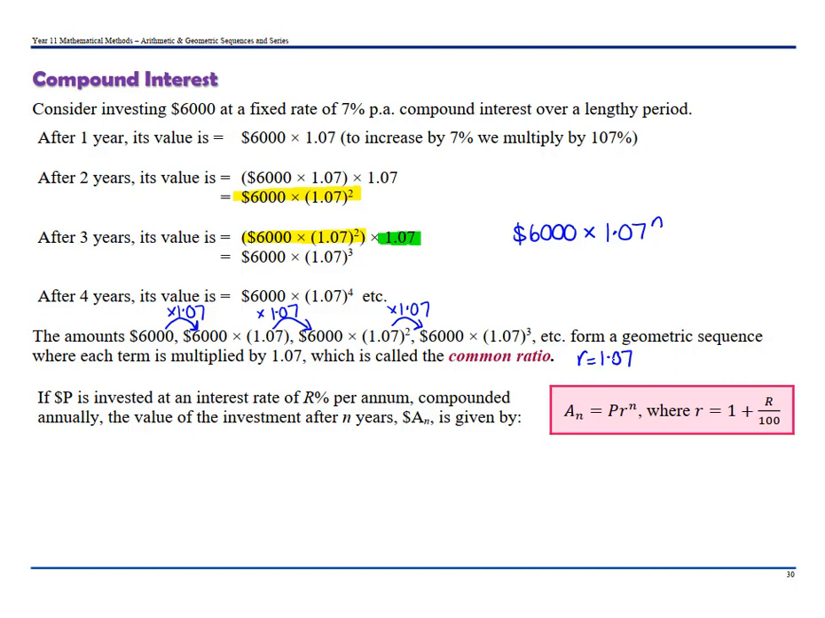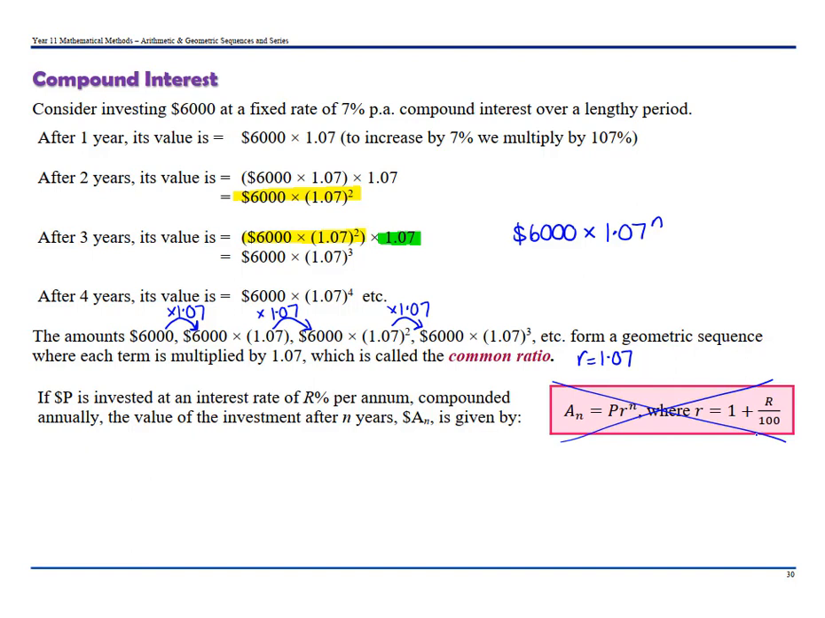So if P is invested at an interest rate of R% per annum compounded annually, the value of the investment after n years is given by our principal times our interest rate to the power of n. But note, you don't need to remember the formula. You didn't have to remember the simple interest formula either. Because we can use our knowledge of geometric sequences.